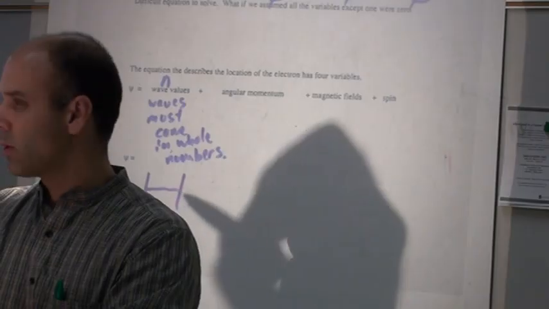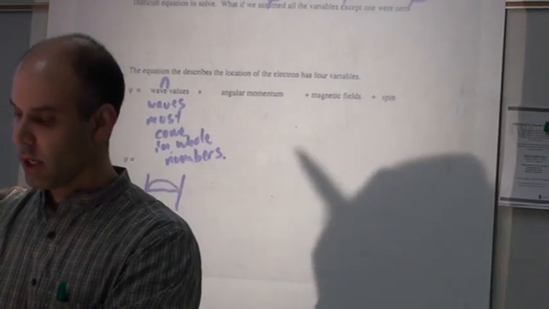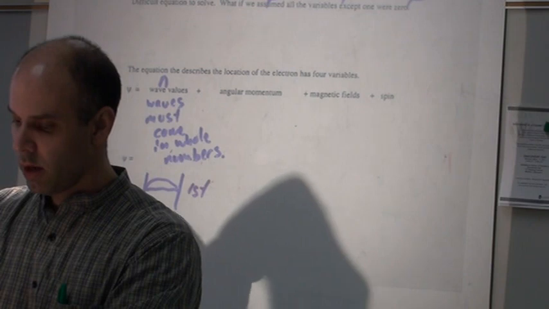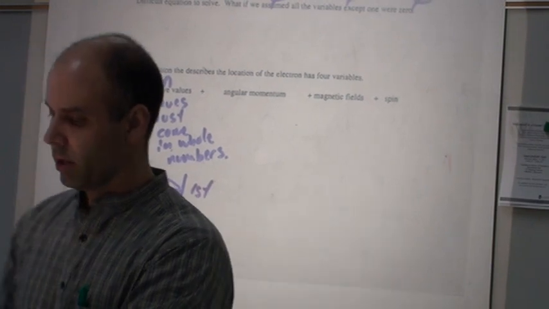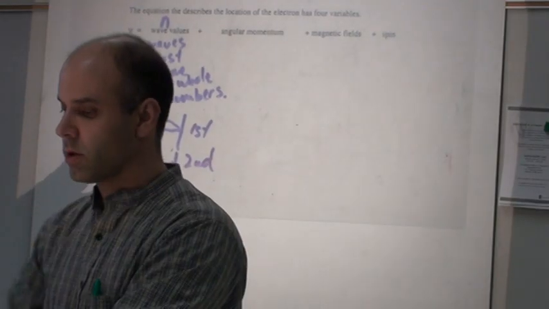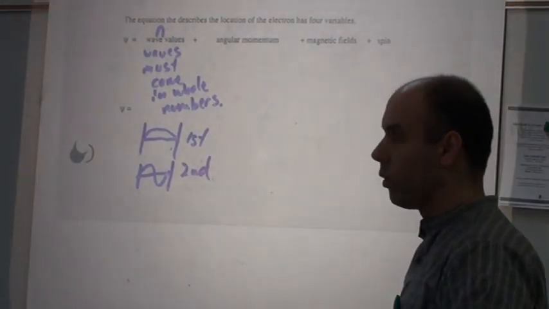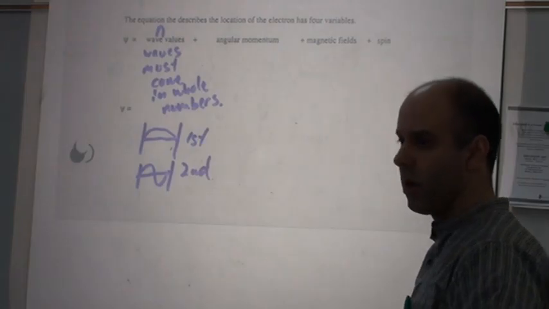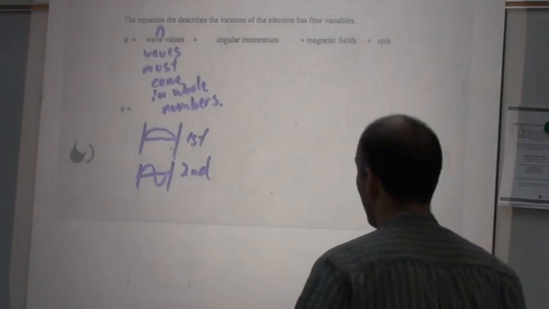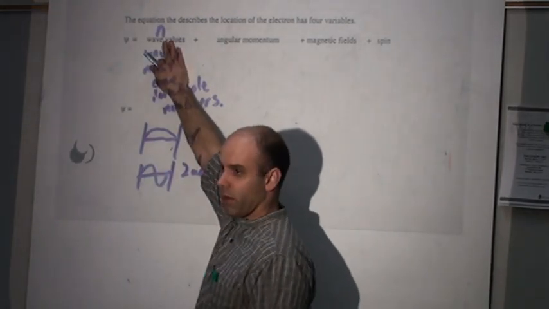So if you go back to page 4 and 5 in our notes, we drew this. That's the first fundamental wave. That's the second fundamental wave. So if the electron is a wave, the waves must come in whole numbers. Can't have part of a wave. So here is a wave property of the electron. Variable n.